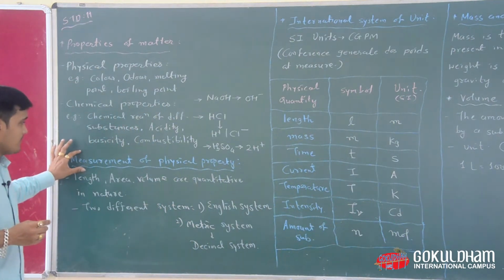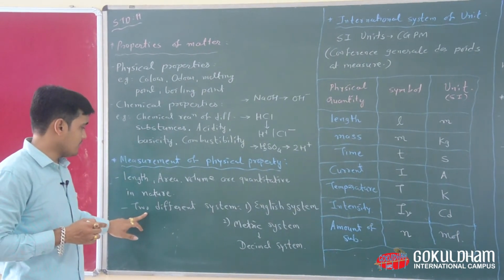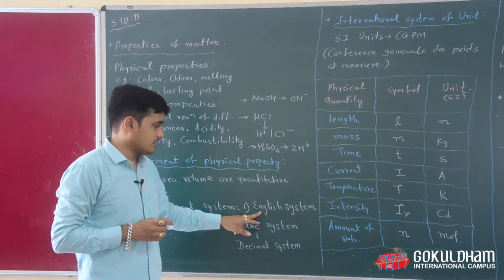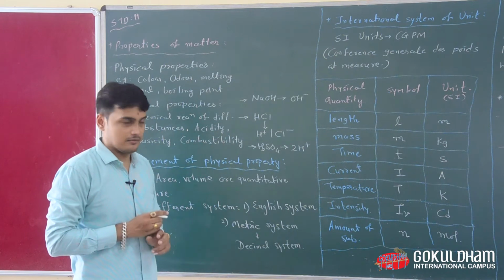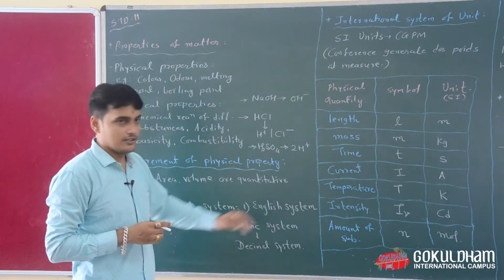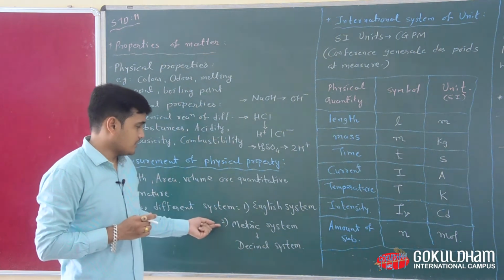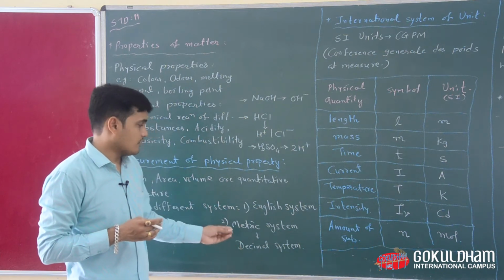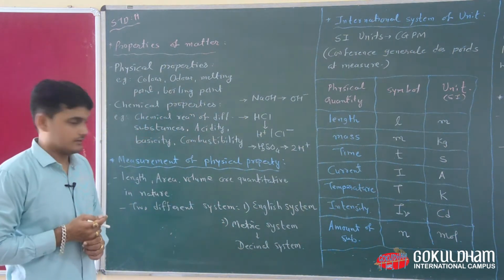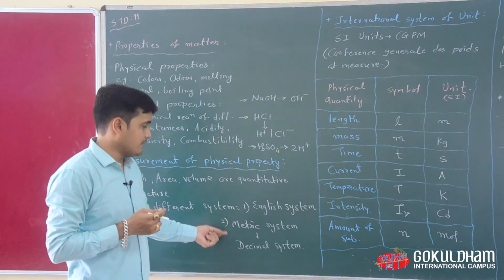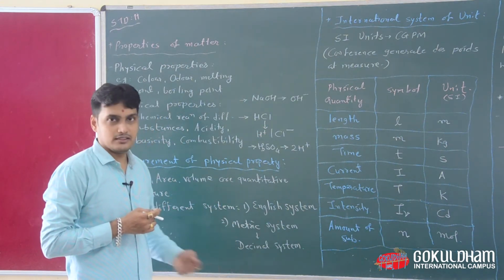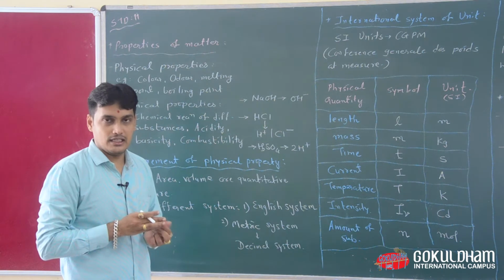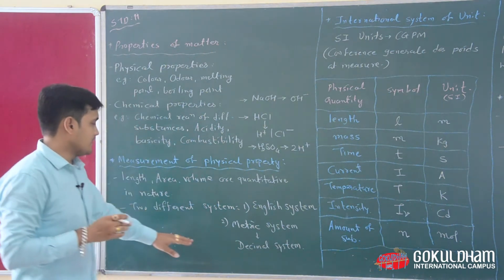The measurement of physical properties contains two different types of systems. First is the English system and the other is the metric system. The English system is not in use nowadays, but the metric system is still in very normal use in different countries. This method is very easy because it contains the decimal system. It was invented by France in the 18th century.